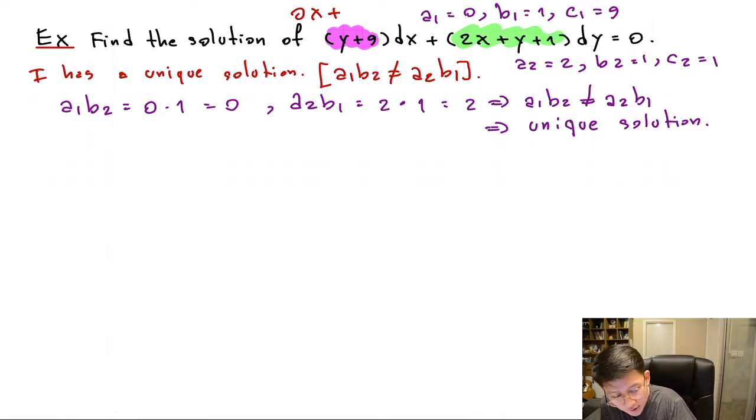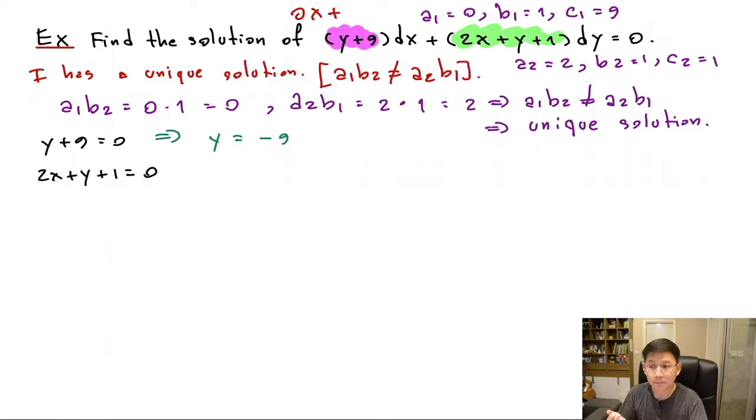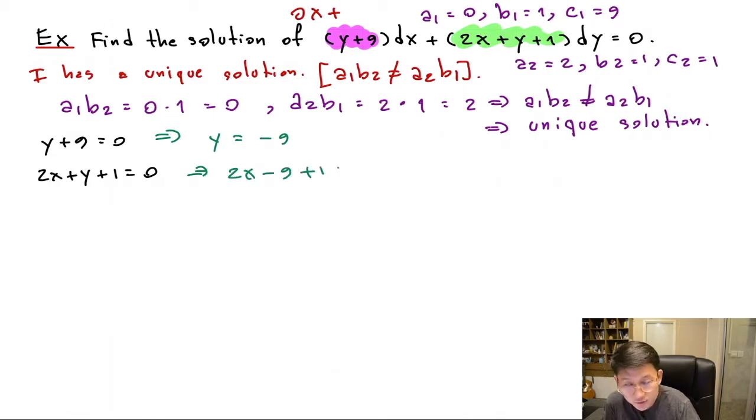So the first equation is y plus 9 equals 0. The second equation is 2x plus y plus 1 equals 0. And from this equation, we have that y is actually minus 9, isn't it? Right? And then we substitute y with minus 9. So we have that 2x minus 9 plus 1 is 0, which means that 2x is 8, or x is 4.